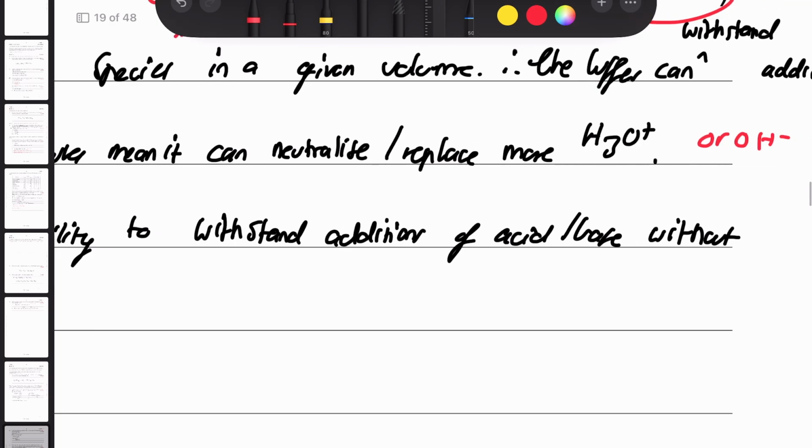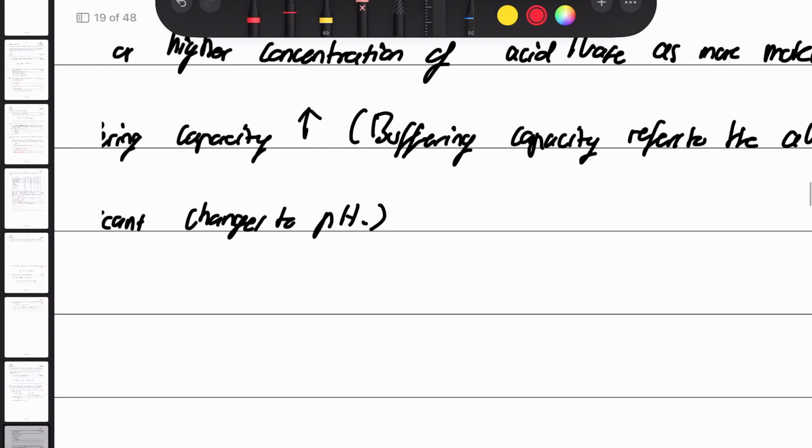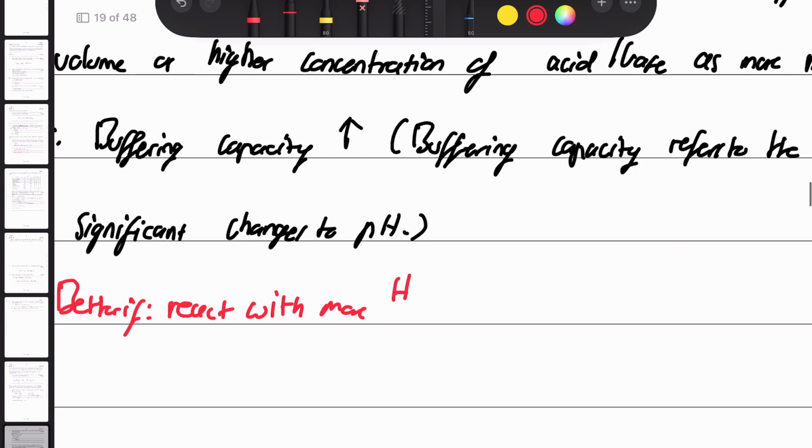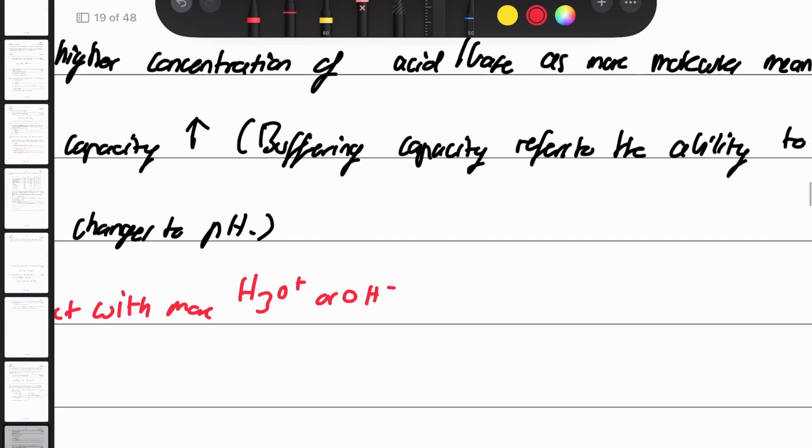So maybe I would add a note here. Better if react with more H3O plus or OH minus when added to solution.